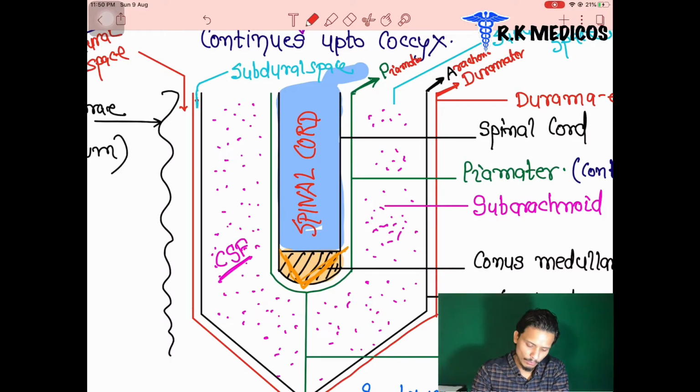Now you tell me, outside the dura mater, which space is it? Epidural. Just below the dura mater is the subdural, and between the arachnoid and pia mater, this space is called the subarachnoidal space. It is true, and I hope you understand this. If you do not understand, I will try to show you everything. Wait a minute.